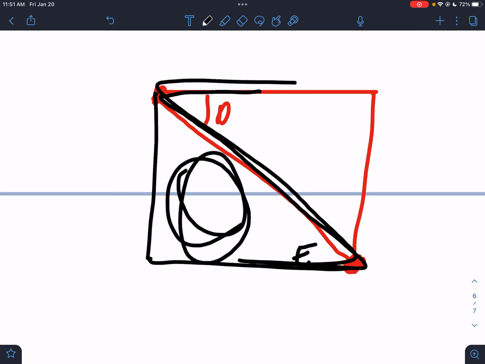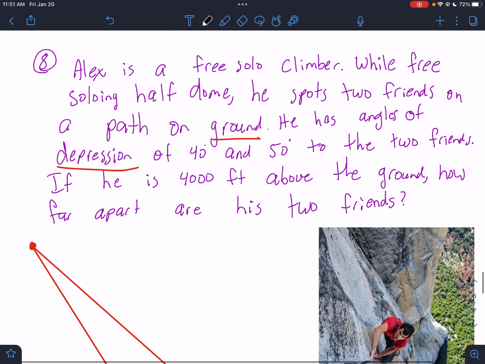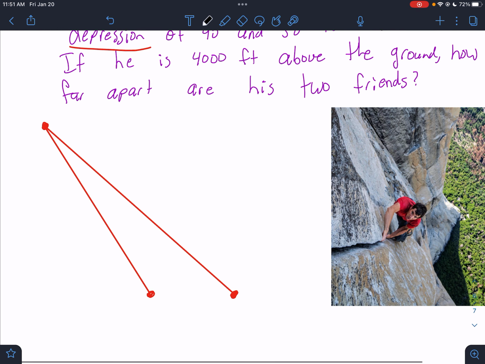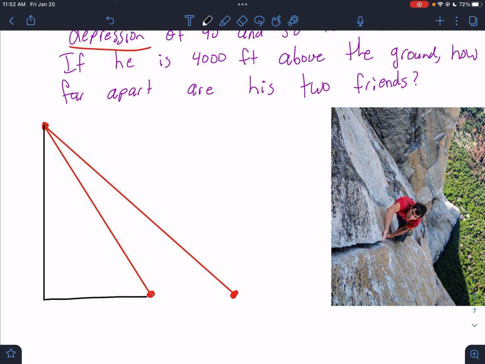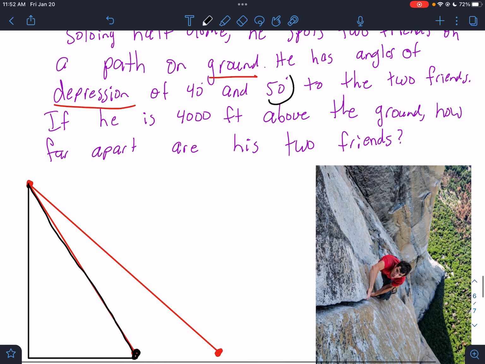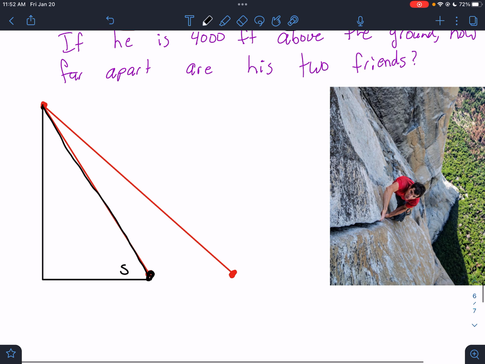So could I draw a triangle that uses his elevation? Yes, and that's what I'm going to do. So instead of basing it off of Alex's depression, I'm going to base it off of his friend's elevation. And I think it makes the problem look a little bit easier. It makes it a little bit easier to understand. So this first triangle, I messed up a little bit, that's okay. The closer person is the bigger number. So he's 50 degrees at 4,000.